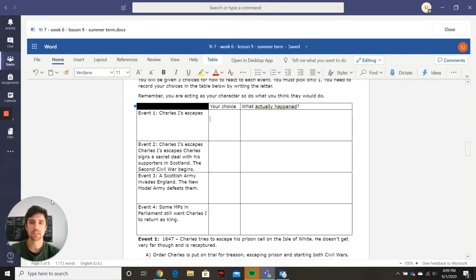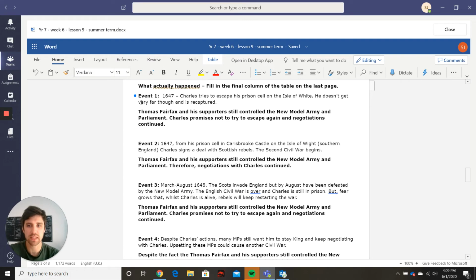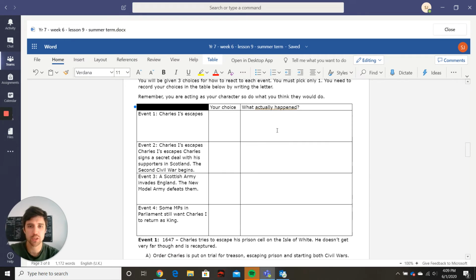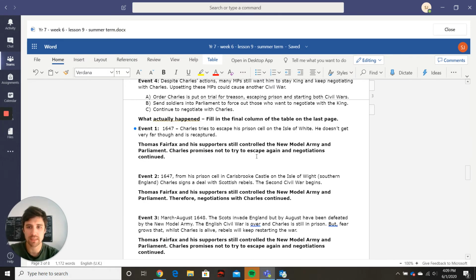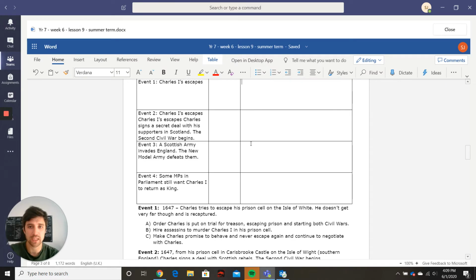Okay, I suppose it's time we went and found out what actually happened. If you scroll down onto the next page, you'll see that I've given you each event, and then in bold, I've written down what actually happened at each time. What I now need you to do is to record the writing in bold, write it in your own words, don't just copy it, and write down in the final column what actually happened.